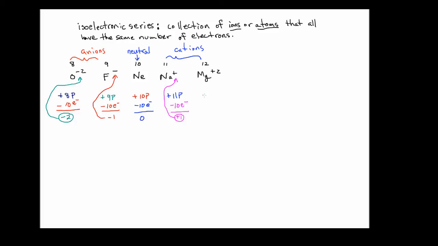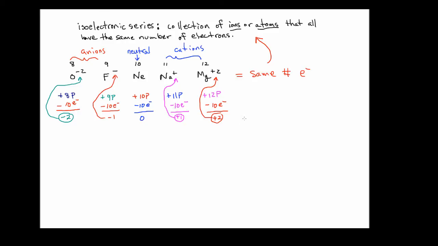And then finally on magnesium, we have plus 12 protons, and we also have minus 10 electrons. When you take the difference, you see that that's where the charge of plus 2 comes from, because we've got 2 extra protonic charges by comparison to the number of electrons. So each one of these guys has the same number of electrons, and that is the central requirement for an isoelectronic series.